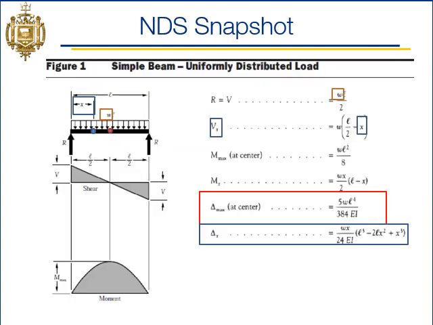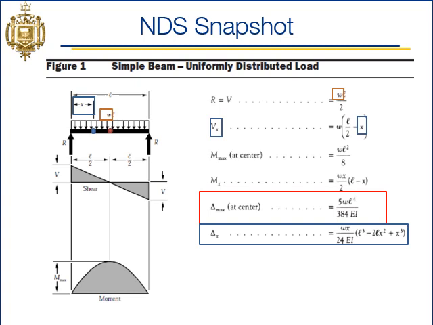So let's take a look at a snapshot of an NDS figure. This is NDS figure 1. What this is showing is a simple beam, uniformly distributed. This beam would have a pin reaction and a roller reaction on one side or the other. In this case, it doesn't make a difference. The beam has a length L, and we're just going to go through some of the values or symbols you'll typically see in the NDS.